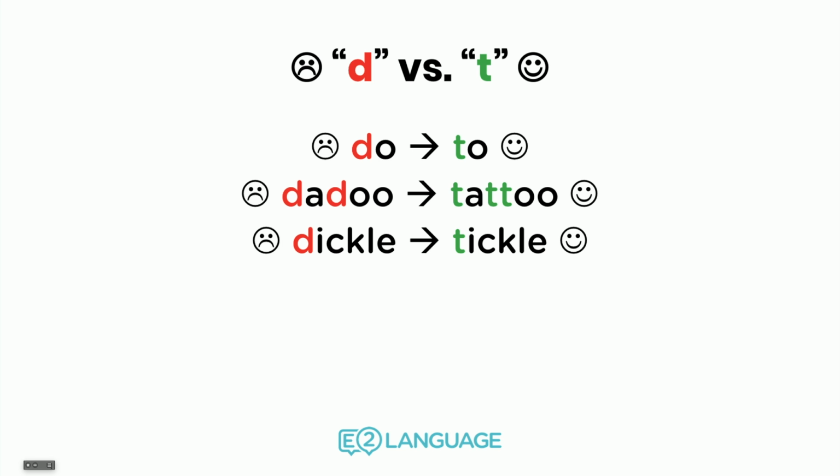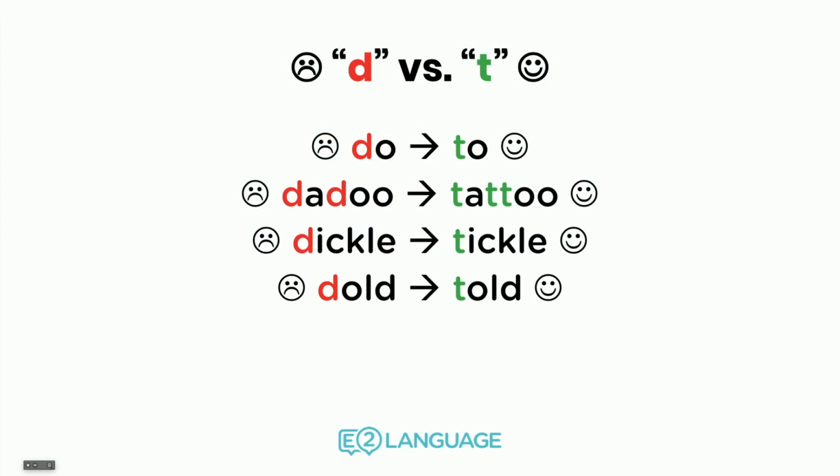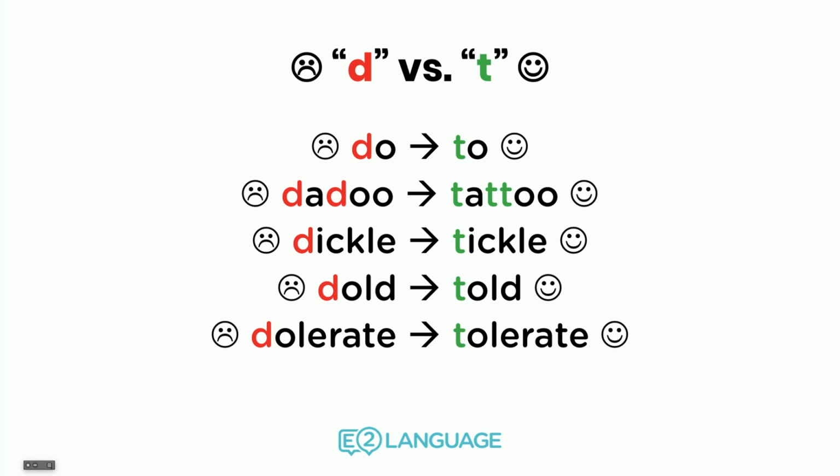Dickle, tickle. I guess the difference here is d and t. D, d, d, d. D is more at the back, t, t, t, t, t is more at the front. It's a sharper sound. Don't say dold if you're trying to say told. Dold, told. Don't say dollarate if you're trying to say tolerate. Dollarate, tolerate. Don't say deem if you're trying to say team. Deem, team.